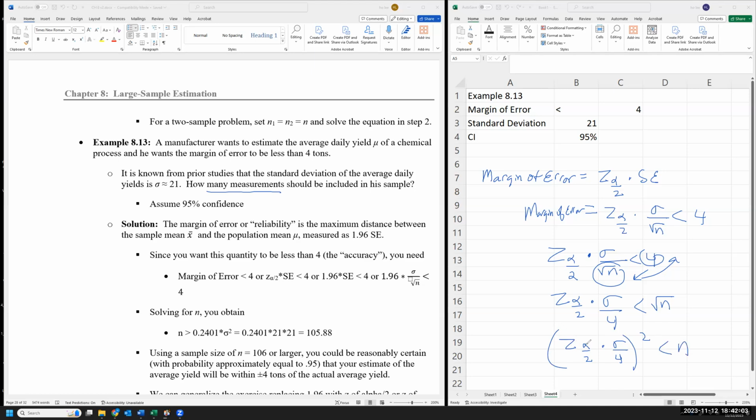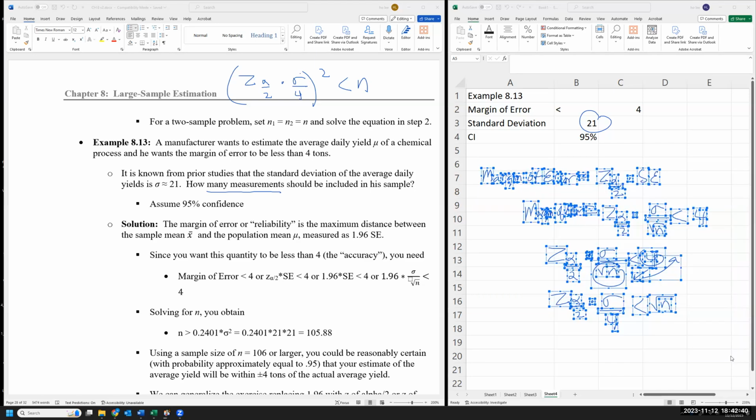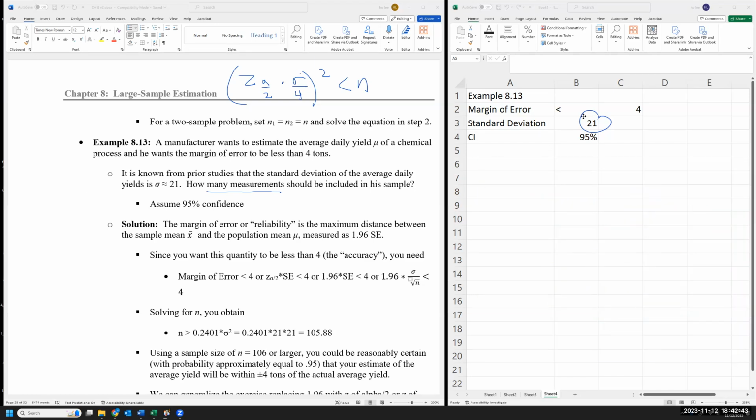So we just have to find z of alpha divided by 2 and sigma, which we have here. Square it. And then we know that we need an n that's greater than this number, whatever it is. Okay, so here's the formula. Let me put this formula somewhere. Right here. And this, let's delete. All right, so let's do this.